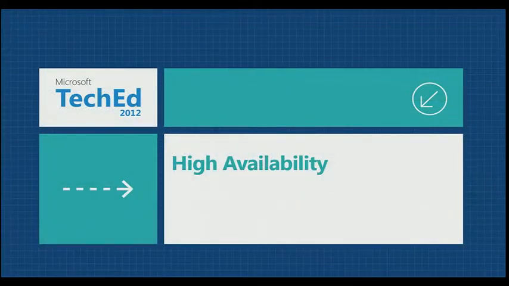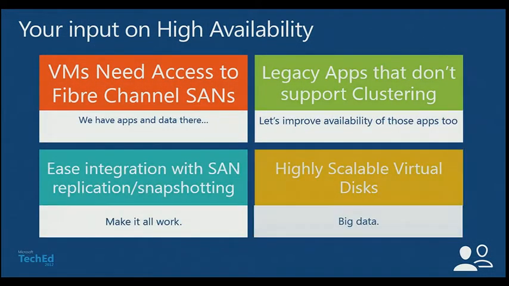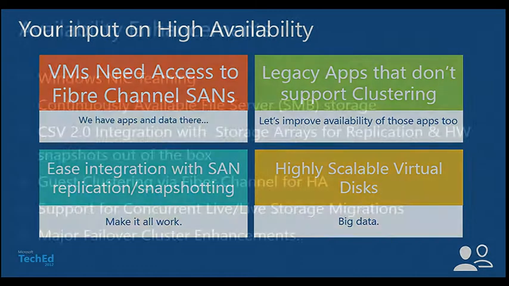So let's move on. High availability. So again, what did you tell us? The fiber channel stuff again. Hey, we want access to the fiber channel SANs. We want to actually do some stuff around legacy apps that don't necessarily support clustering for some reason or another. We want to integrate better with our SAN. Again, we want to offload stuff, and we also want to do highly scalable virtual disks. We've talked about that a bit already.